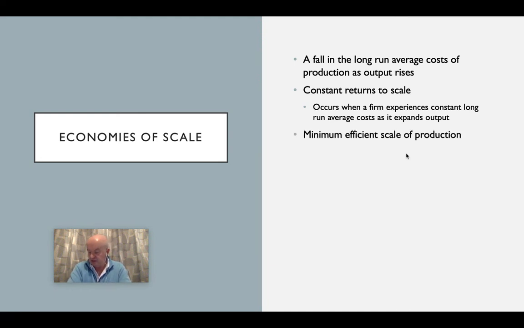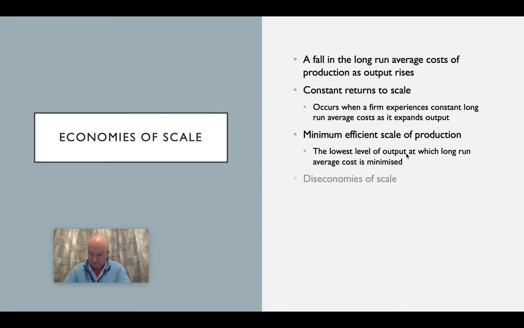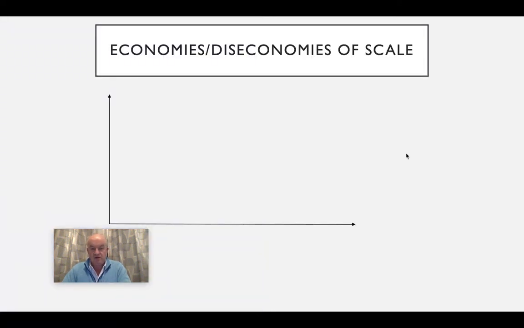Now, the minimum efficient scale of production is, again, an important principle. Fundamentally, that's the lowest level of output at which long-run average cost is minimized. And again, we'll show that on a graph in a minute, which hopefully will make a little bit more sense for you. When we get to diseconomies of scale, that's the point at which we get a rise in the long-run average cost of production as output rises. And that can be caused by a number of different things, which we'll look at as we progress through this set of slides.